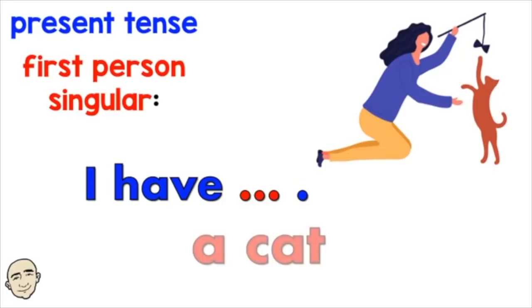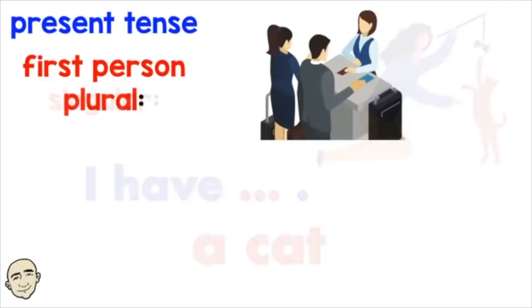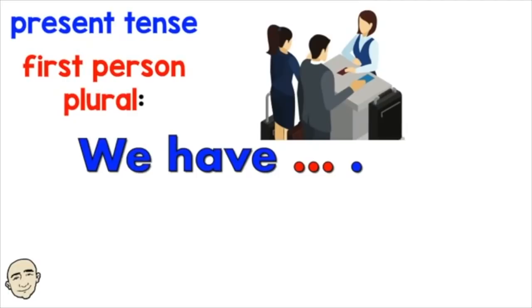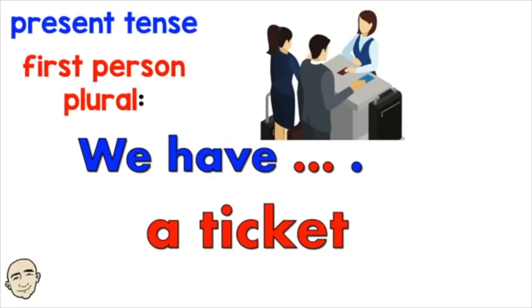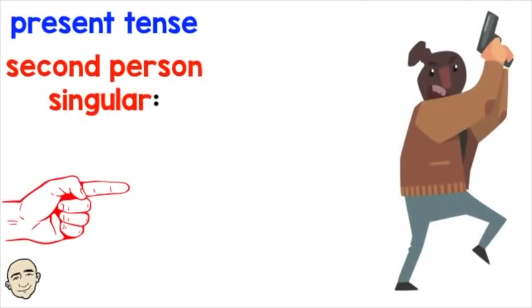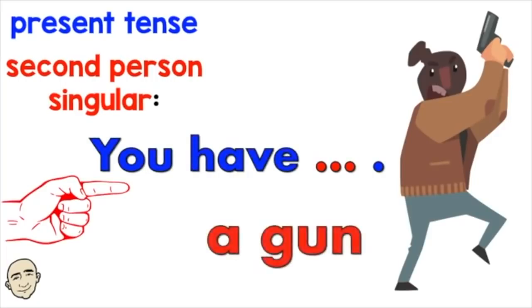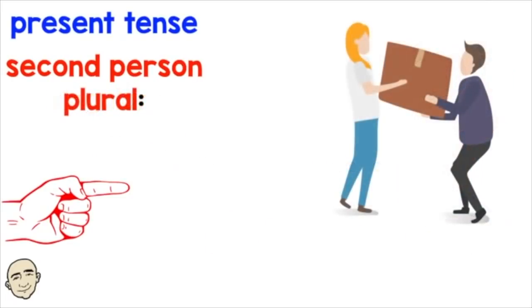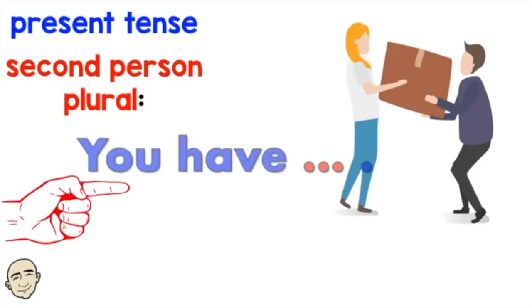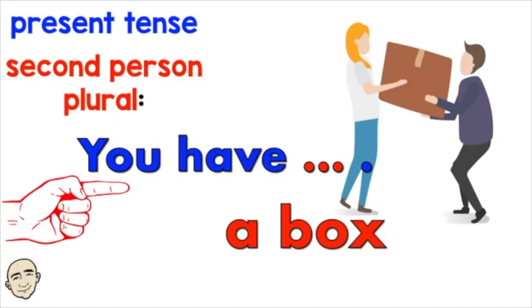I have a cat. We have a ticket. You have a gun. You have a box.